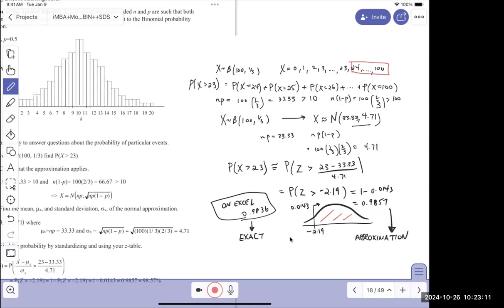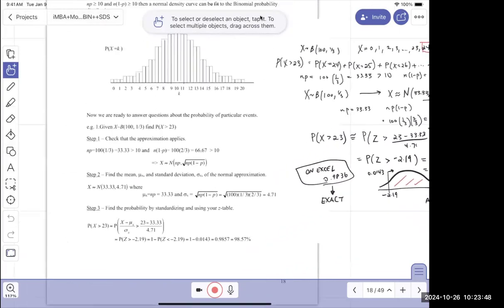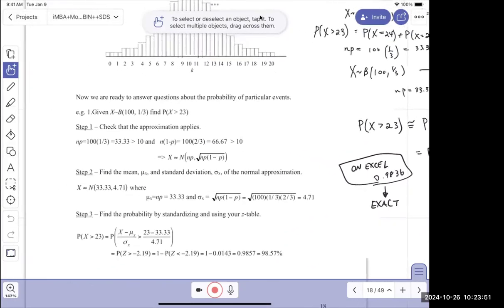It's not perfect, but the statisticians were satisfied with this and they were proud of themselves. So just to be clear, when you're asked for the approximation, you do it with the normal, and the exact one is the binomial approach. For exact, you do it with Excel, step by step, one at a time, you add them together. And if you're asked for the approximation, you can use a normal distribution to approximate, the way I just did.